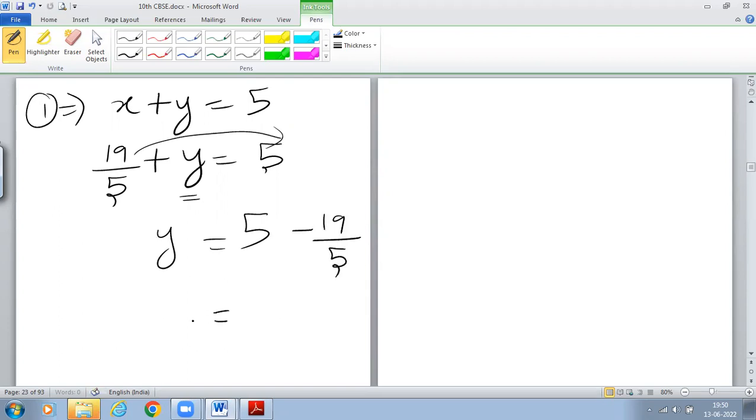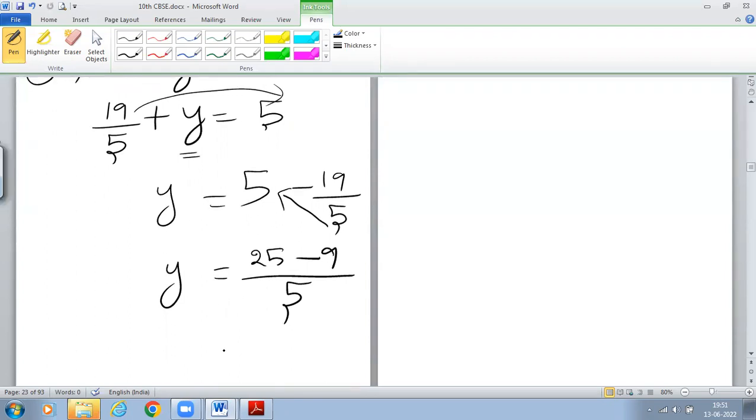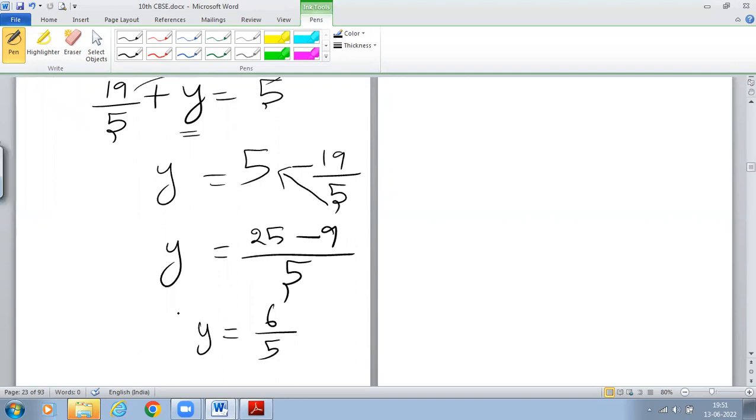So 5 minus 19 by 5, we have to first simplify. How to simplify? This 5 has to be multiplied with this 5. What is 5 into 5? 25 minus 19, whole divided by the same 5 we have written. This is how we have to simplify. 5 into 5 is 25, minus 19, whole divided by the same 5. Now what is 25 minus 19? The answer is 6. So 6 by 5. Therefore the value of y is equal to 6 by 5.